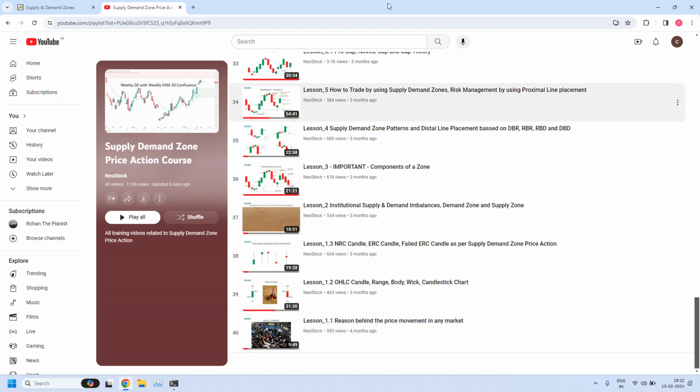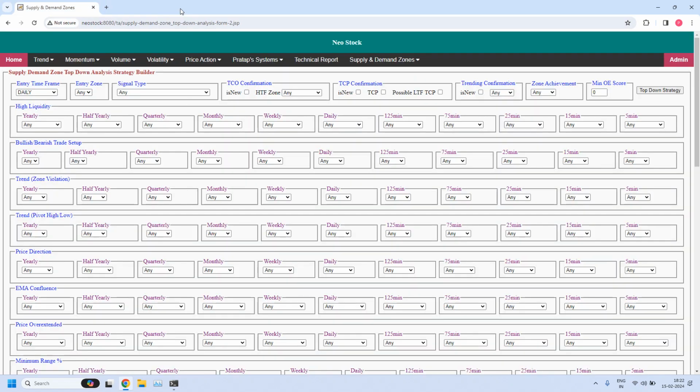Now let us get into report generation. First, let us generate a bullish trade setup for monthly income trade. So in monthly income trade, our LTF time frame, that is nothing but entry time frame, is daily. Because it is a bullish trade setup, our entry zone should be demand zone. And in bullish or bearish trade setup parameter, on daily time frame, we are selecting bullish. And now we will generate.